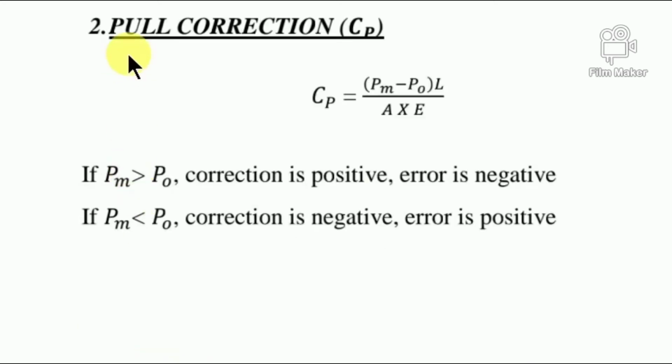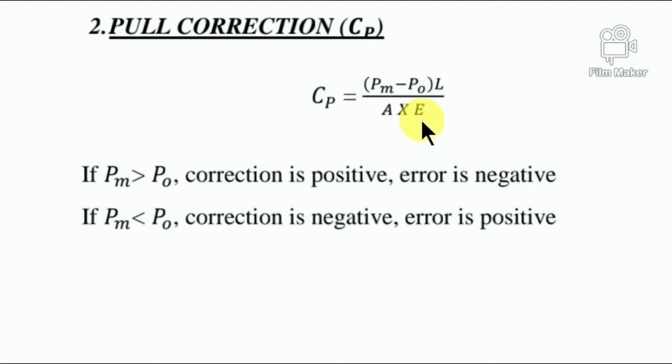The second type of correction is pull correction, which is denoted by Cp. So the formula is Cp equal to (Pm minus P0) into L divided by A into E. Now here Cp is our pull correction, Pm is pull during measurement, P0 is our pull at which the tape was standardized, L is length of the tape, A is cross-sectional area of the tape, and E is Young's modulus of elasticity.